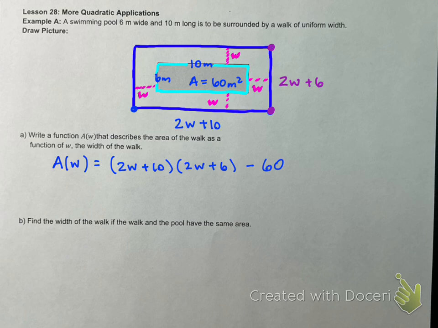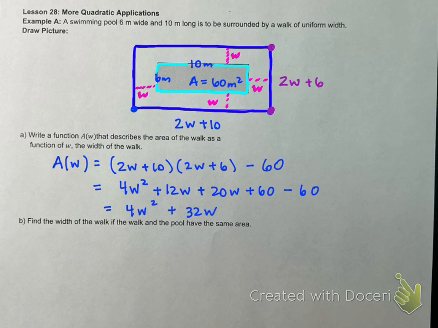Okay, so I'm going to probably convert that into standard form because it's probably going to help me in future problems. So I have 2W times 2W makes 4W squared. 2W times 6 makes 12W. 10 times 2W makes 20W, and then 10 times 6 makes 60, and then I have the original minus 60. Well, great. I'm going to combine those like terms. My final answer is 4W squared plus 32W. That's the area of the walkway.